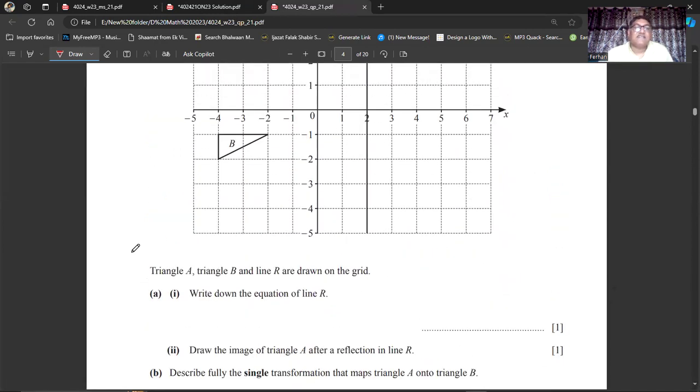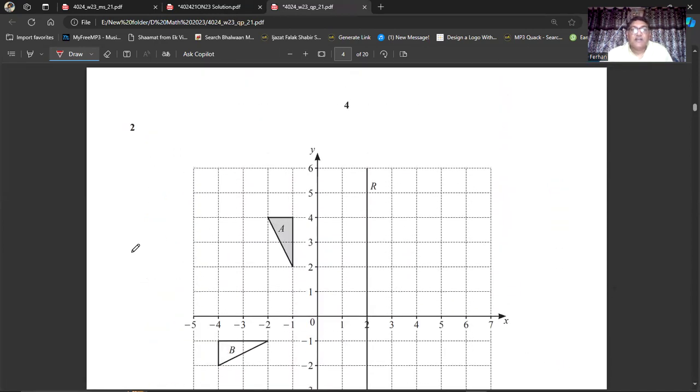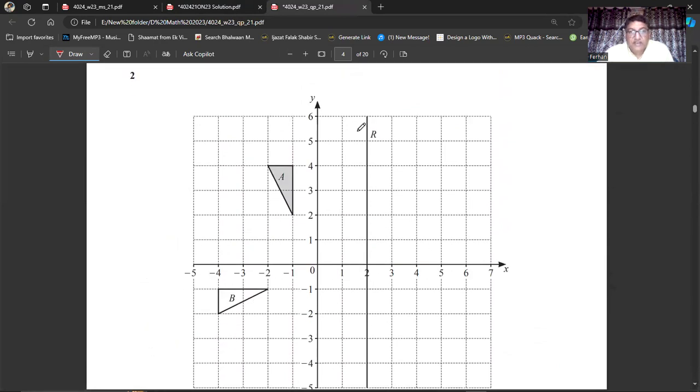Then he says, draw the image of the triangle A after a reflection in the line R. This is question number 2A, second part. So we have to reflect this triangle A in this line. So I will reflect its vertices. So this vertex, 1, 2, 3 is 3 units here. So 1, 2, 3, it will be here.